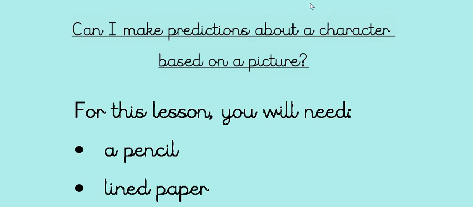Okay, so let's have a look at our learning question for today, our can I question. Can you read it with me? Can I make predictions about a character based on a picture? So today we're going to be having a look at a picture from our new text and seeing if we can make some guesses or predictions about the character based on what we can see. And for this lesson, you're going to need a pencil and ideally some lined paper, but if you've just got plain, that's absolutely fine as well.